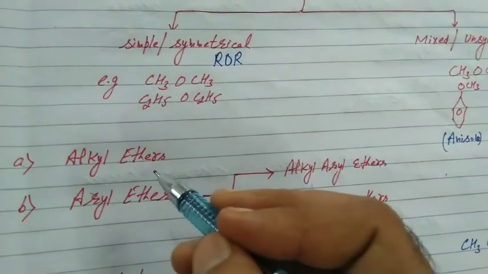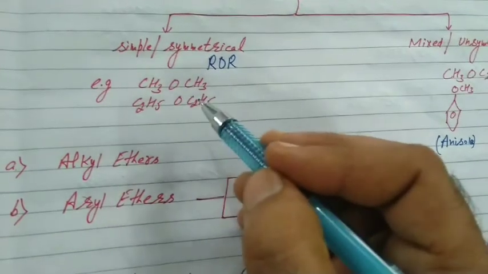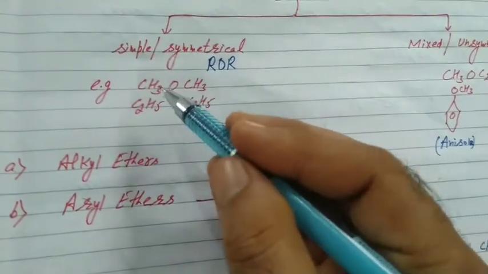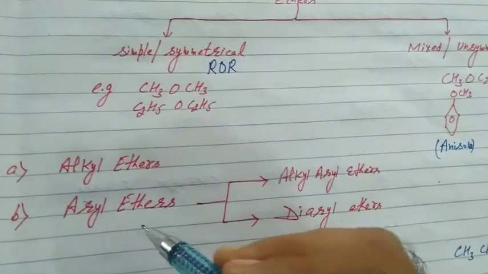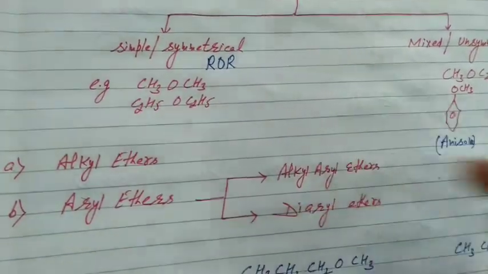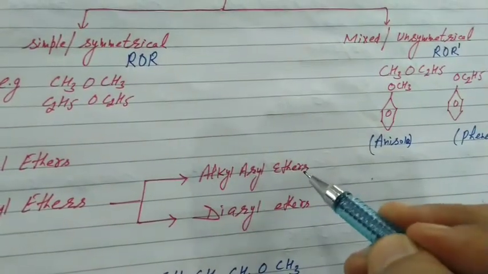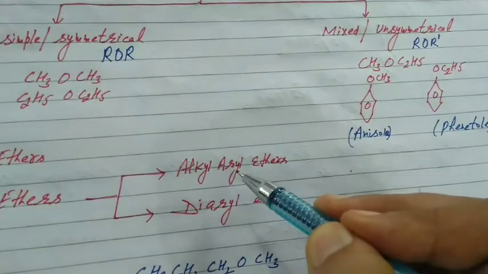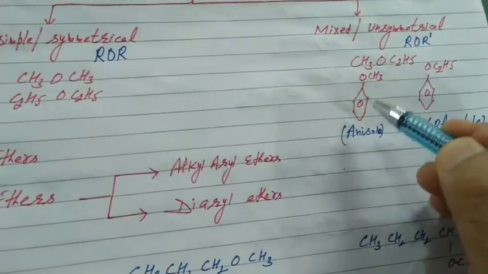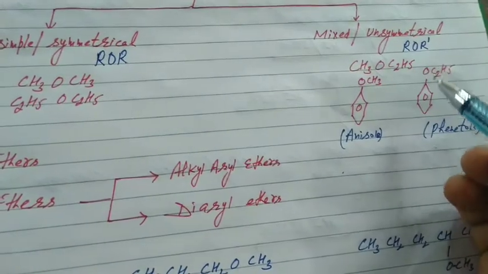Alkyl ethers. Friends, when both groups are alkyl, we call them alkyl ethers, just like dimethyl ether, diethyl ether. Second, aryl ethers, aromatic ethers. They are further of two types. First one, alkyl aryl ethers. When one of the groups is alkyl and the other is aryl, just like methyl phenyl ether, ethyl phenyl ether. These are alkyl aryl ethers.